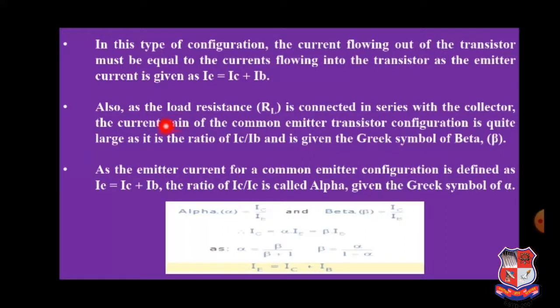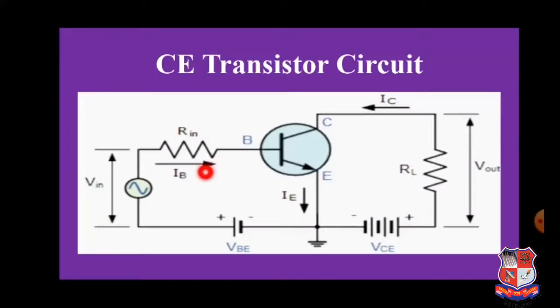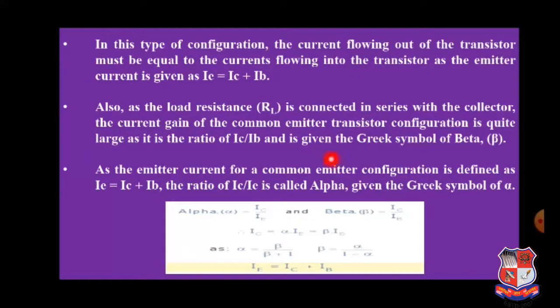currents. Also, as the load resistance RL is connected in series with the collector, the current gain of the common emitter transistor configuration is quite large, as it is the ratio of IC to IB. That means output to input current, that is your current gain, which is given by the Greek symbol of beta. So now the symbolic representation of voltage gain, as we have seen earlier in the case of CB configuration, now here for the current gain we will utilize the symbol of beta. So beta is nothing but IC upon IB.